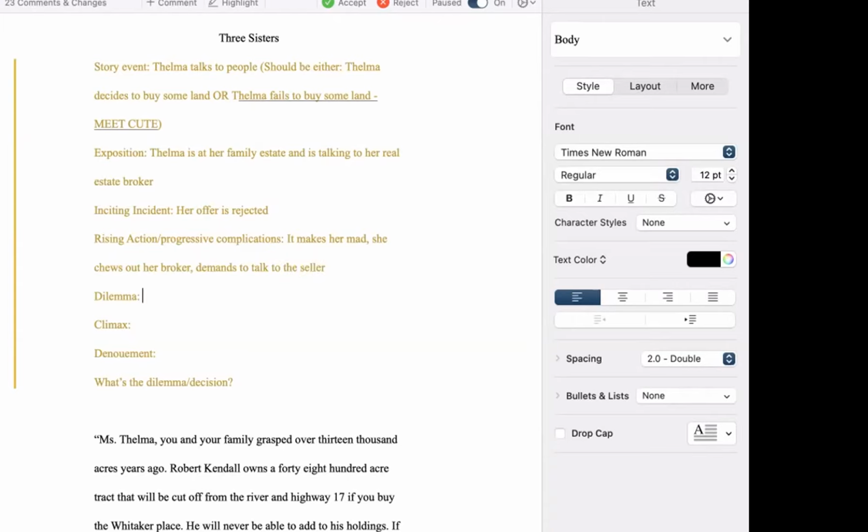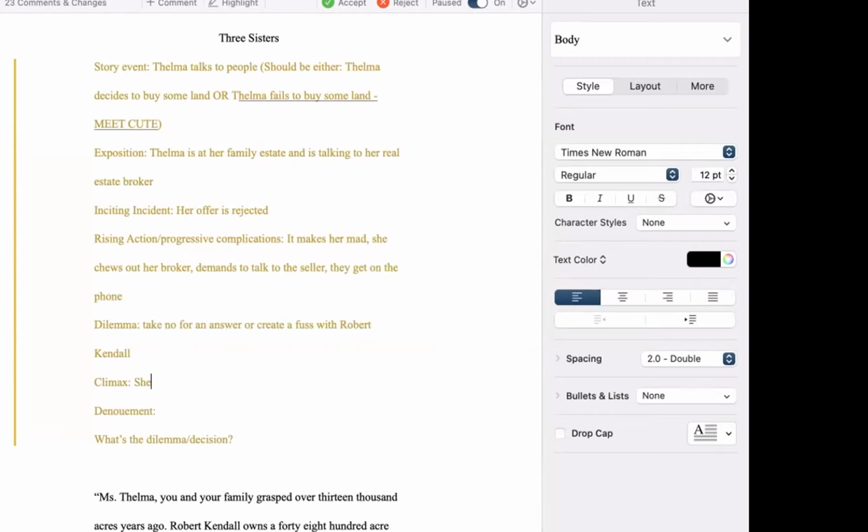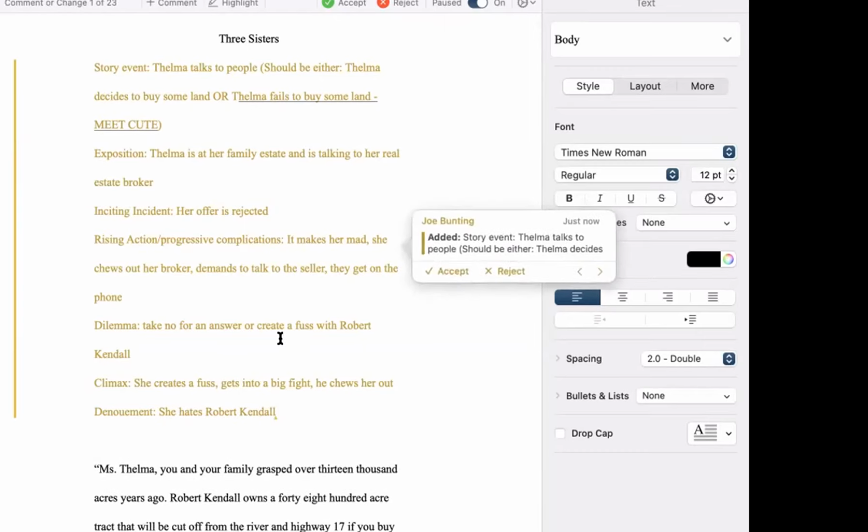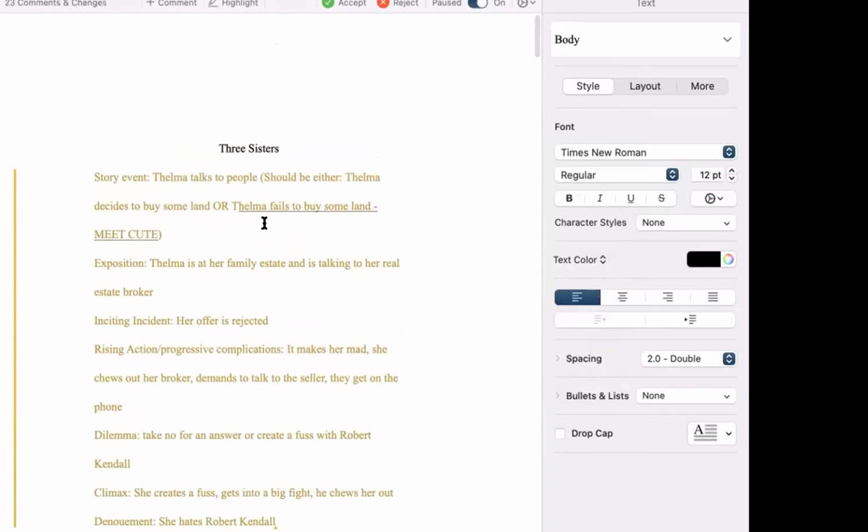So a dilemma is a choice, right? Between two options. Take no for an answer, or create a fuss with Robert Kendall. Climax: she creates a fuss, of course, because she's Thelma. Gets into a fight. She hates Robert Kendall, right? This is just one way you can do it. And I'm not saying you have to do it like I said, but this is the scene, right?